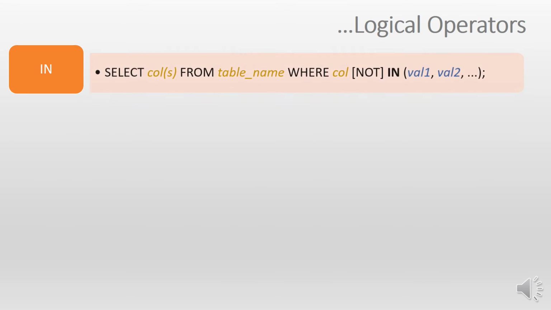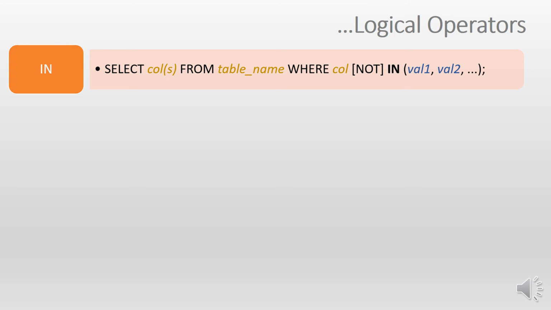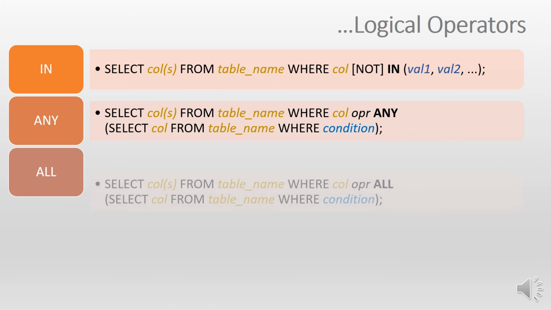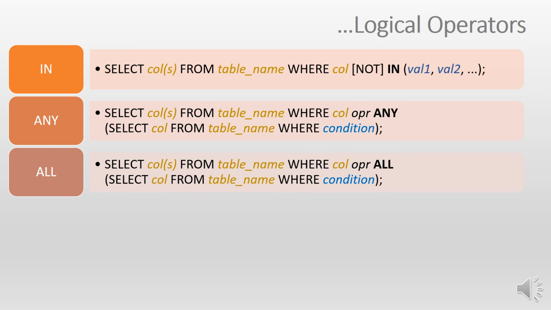To use IN, after the WHERE condition, we can include IN. A set of values can be provided. NOT can also be included to omit the given values. ANY and ALL follow the same syntax. After WHERE, we can include the column name, operator, and ANY or ALL can be given. Then any subquery can be given after that.